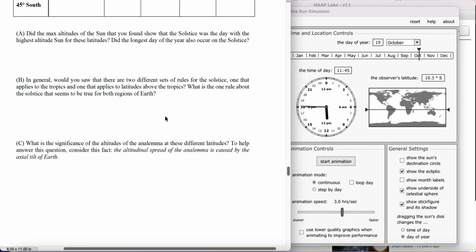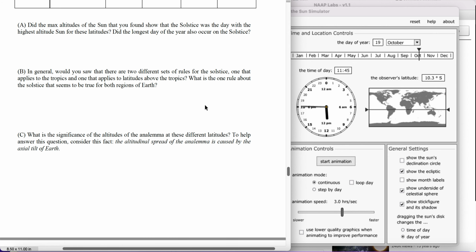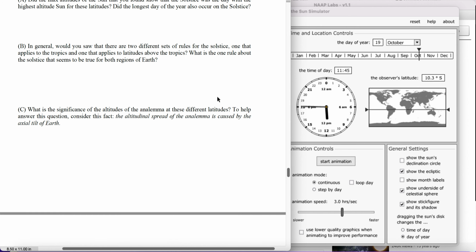So then, in part B, it says, in general, would you say, it should say, not saw, would you say that there are two different sets of rules for the solstices, one that applies to the tropics and one that applies to latitudes above the tropics? What is the one rule about the solstices that seems to be true for both regions? What am I hinting at there?